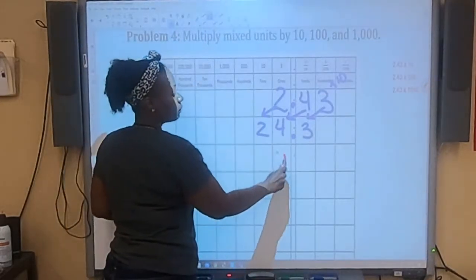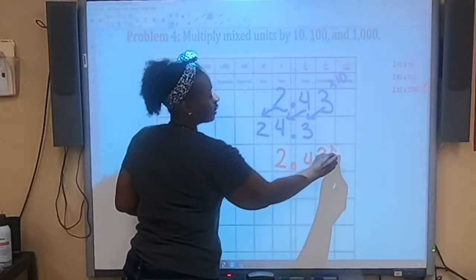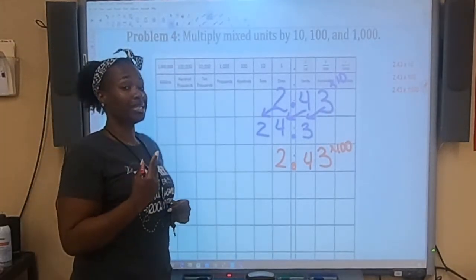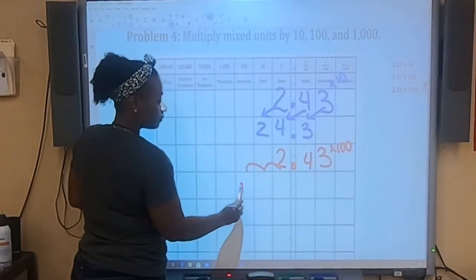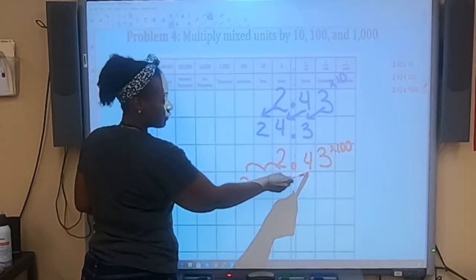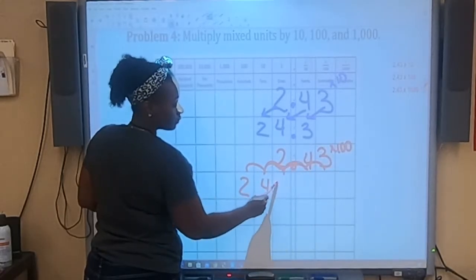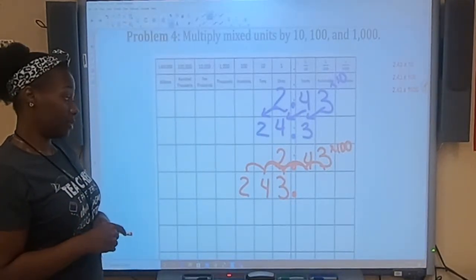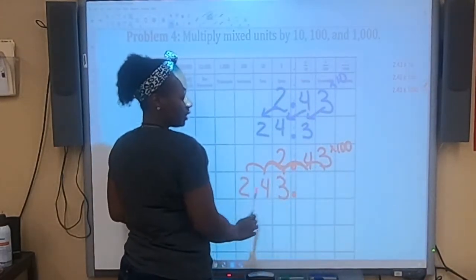We're going to still use our same 2 and 4300s. This time we're going to multiply it by 100. We now have 2 zeros, and those 2 zeros tell me to shift my digits 2 times to the left. So now my 2 is going to go 1, 2. Notice I hop 2 place values. My 4 has to go 2 place values, 1, 2. My 3 has to go 2 place values, 1, 2. Everything has now shifted 2 times to the left. So I know that 2 and 4300 times 100 gives me 243.